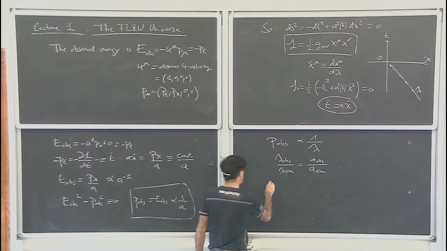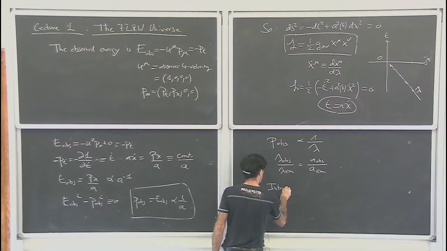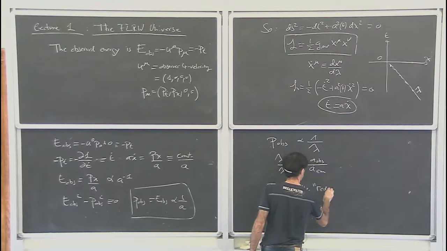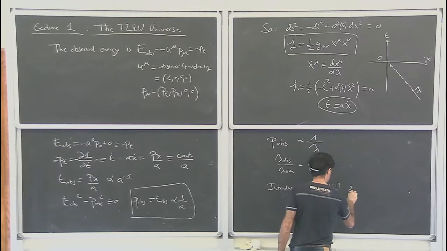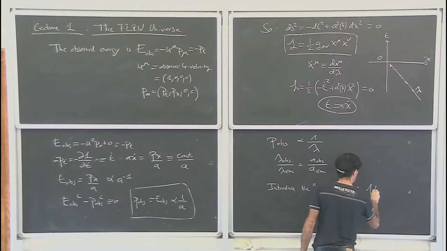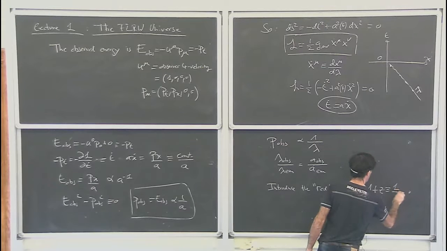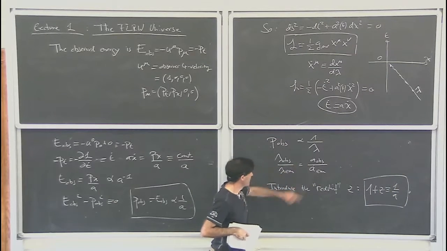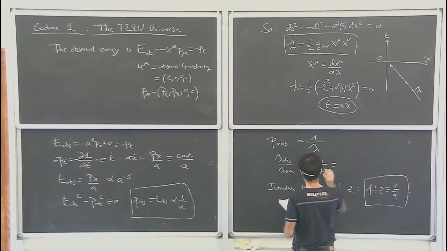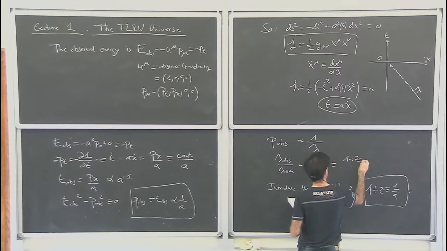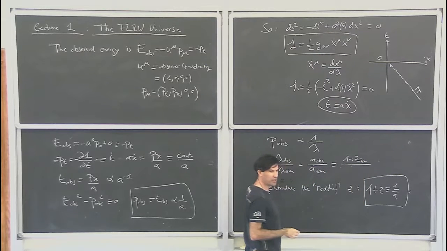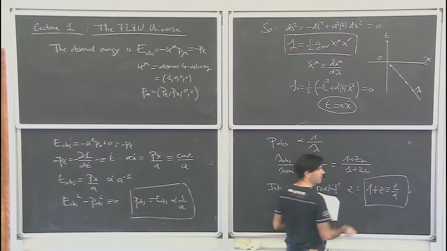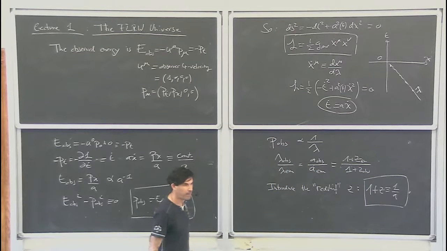So then you introduce the redshift z. You define it as follows: 1 plus z is 1 over the scale factor. And that allows you to rewrite this expression as 1 plus the redshift at the time of emission divided by 1 plus the redshift at the time of observation. Okay?